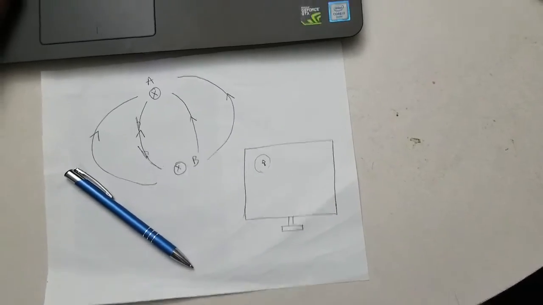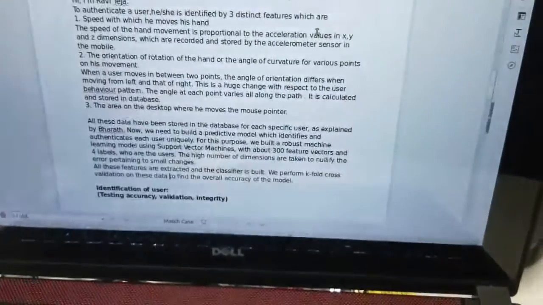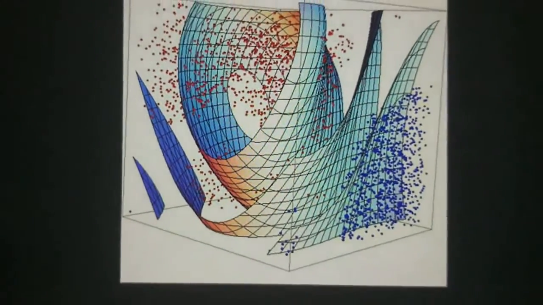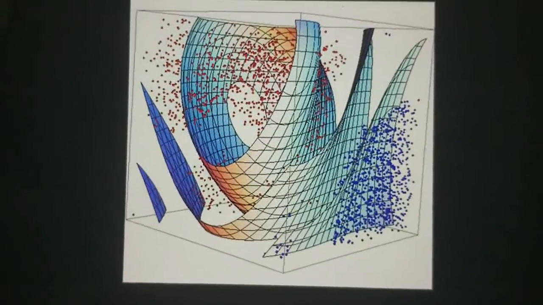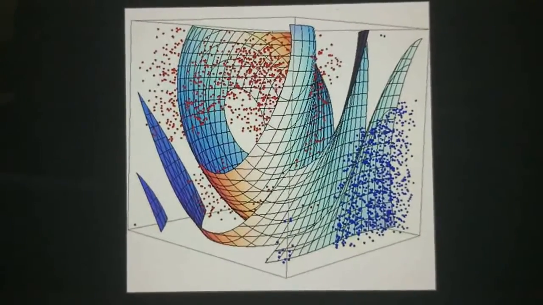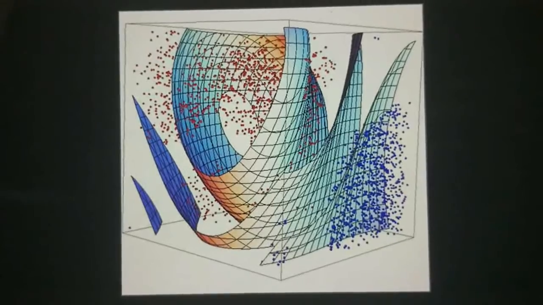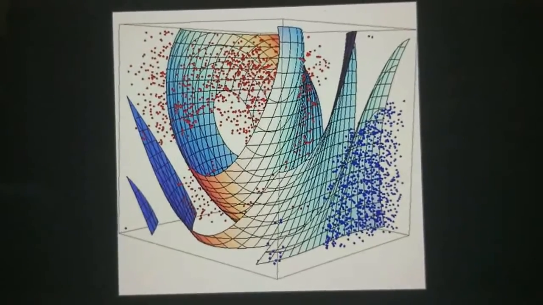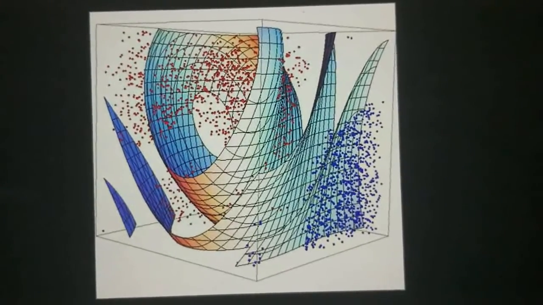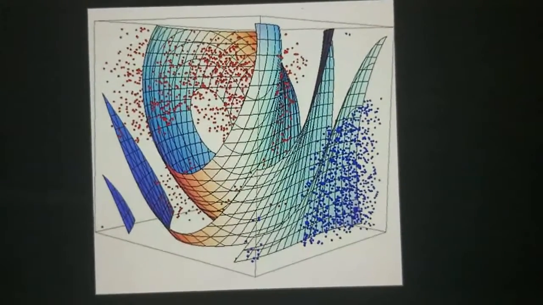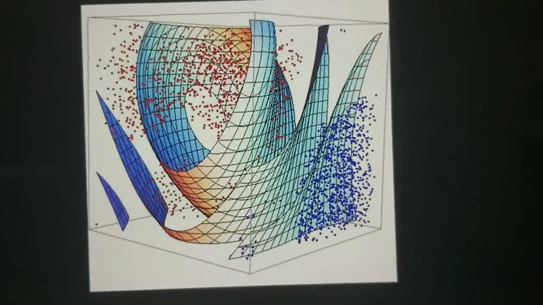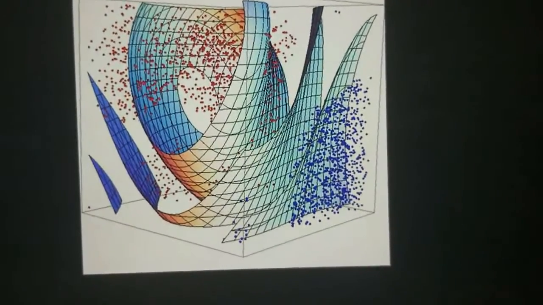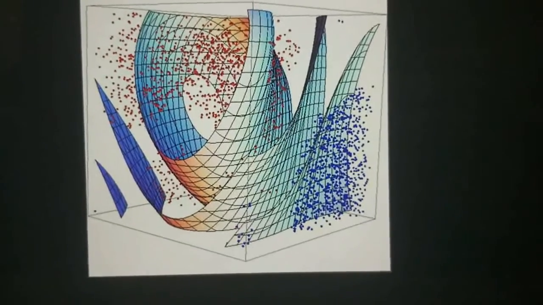Now, we need to build a predictive model based on the data we collected. For this purpose, we built a robust machine learning model using support vector machines with about 300 feature vectors and 4 labels, which are the users. The high number of dimensions is taken to nullify the error pertaining to small changes. The raw data cannot be directly given as an input to the classifier. All these features are extracted and the classifier is built. We perform k-fold cross-validation to find out the overall accuracy of this model.